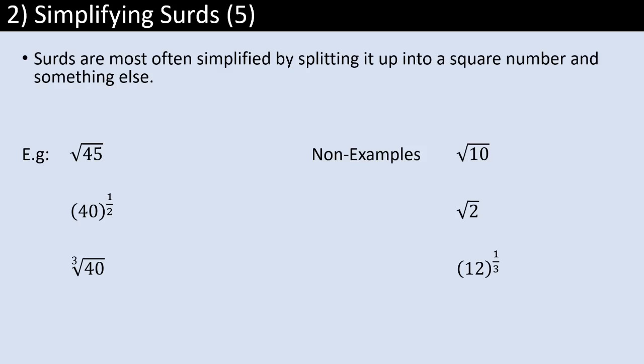Let's have a look at this root 45 here. I want to think of two things that I know that multiply to give us 45, but where one of them is a square number. Now 45 is 3 times 15 or 9 times 5. Well, 9 is a square number.